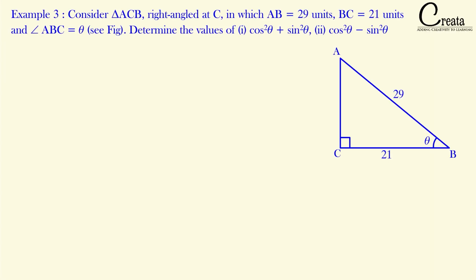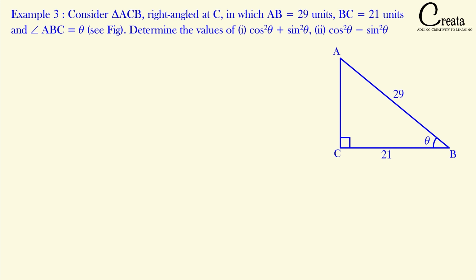Consider triangle ACB right angled at C, in which AB is equal to 29 units, BC is equal to 21 units, and angle ABC is equal to theta. Determine the values of first cos square theta plus sin square theta, second cos square theta minus sin square theta.